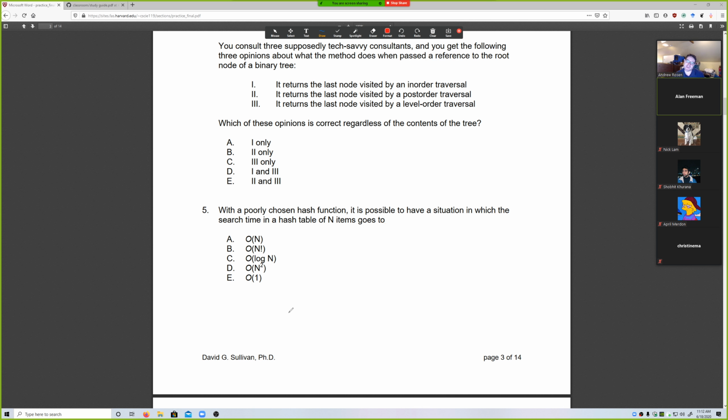It would not be n factorial because that would be impressive. Log n and n squared, and constant time is what we want.